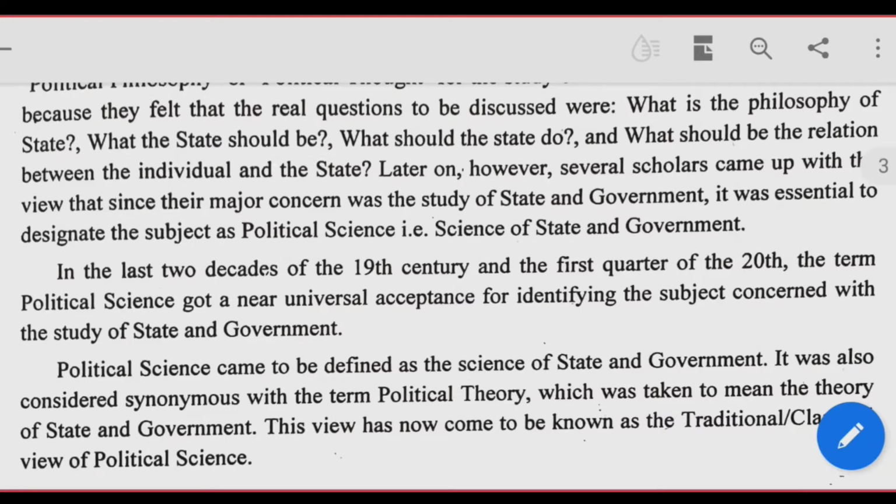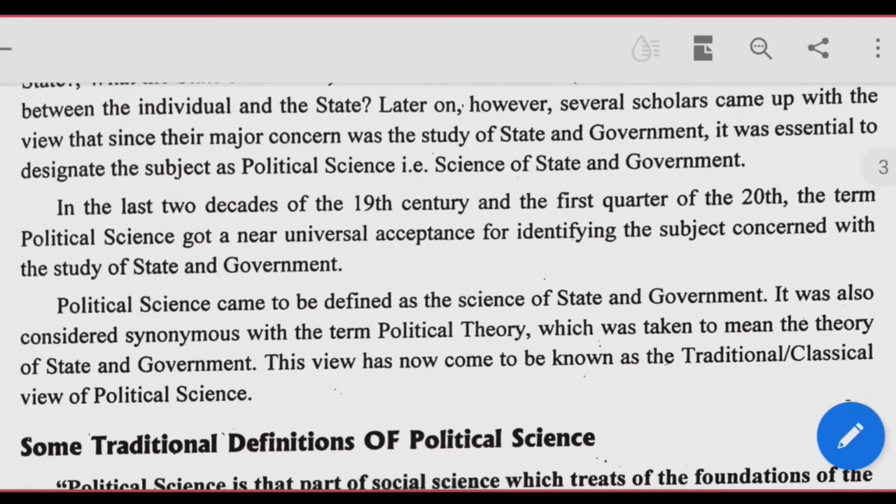At the end, after going through all these different questions, what the state should do, or what should be the relation between them, finally they concluded that ultimately political science is the subject related with the study of state and government. So what is political science? Study of state and government. So finally, in one sentence: what is political science? Political science is the study of state and government.